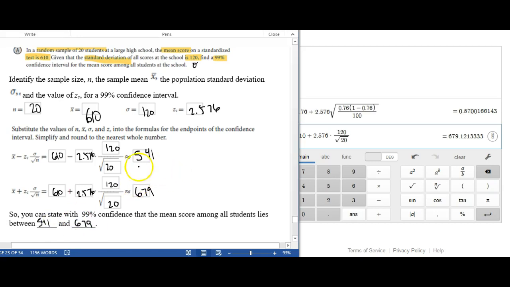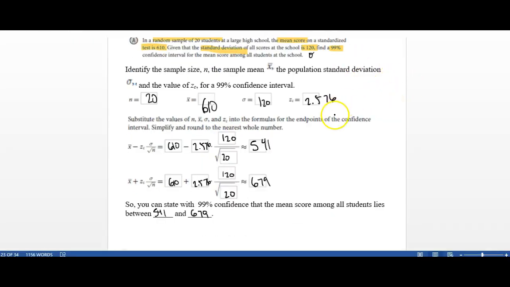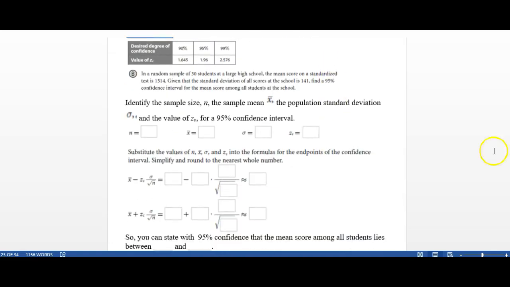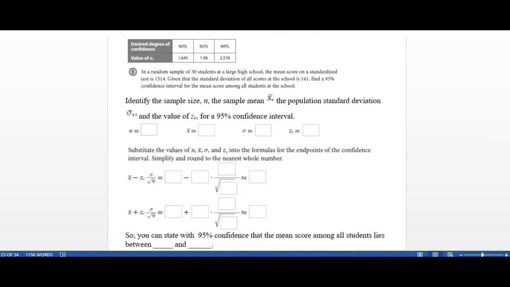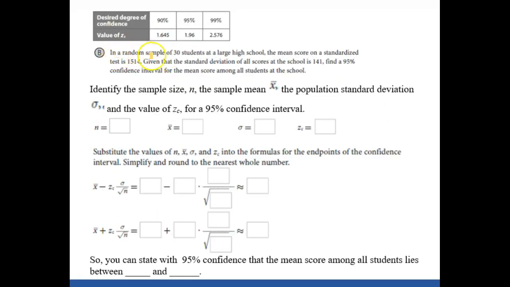Okay, so again, we're going to do part B. Let's read our problem and highlight some information. A random sample of 30 students in high school. The mean score for a standardized test is 1,514. That's a big number. Given the standard deviation of all scores is 141, and we're going to use our 95% confidence interval, so we're going to use that value for our z-score. Find the confidence interval for the mean score among all students in the school.